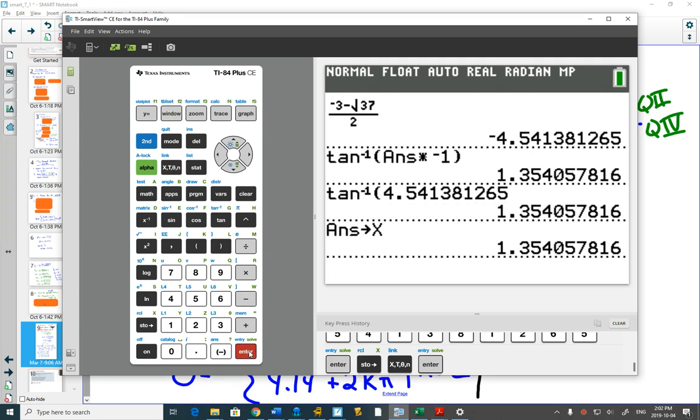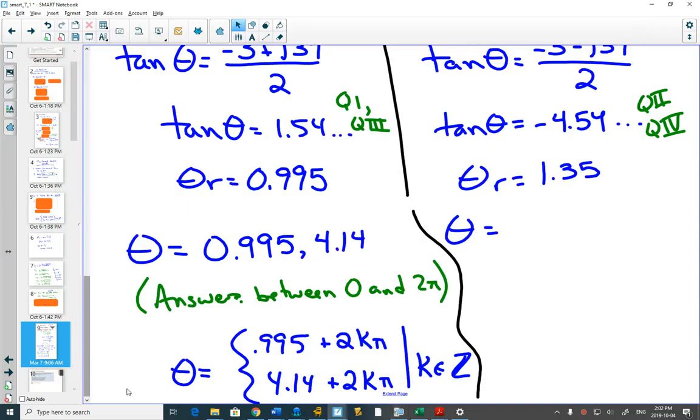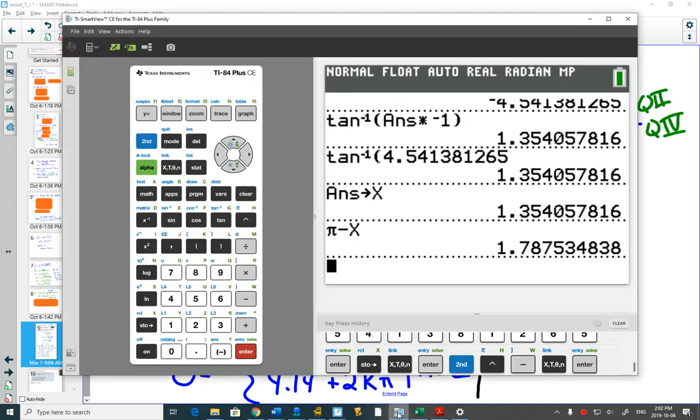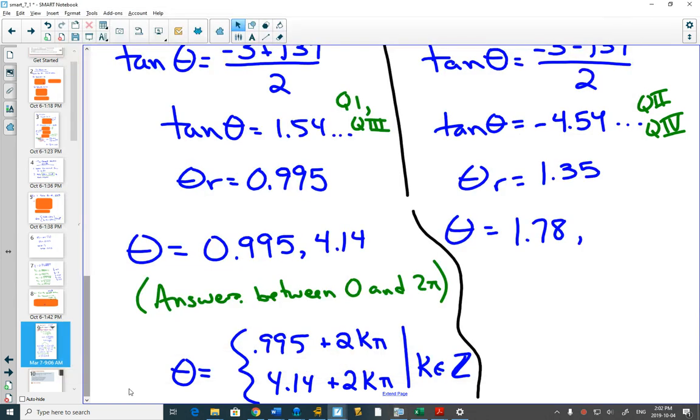Why is that helpful? Well, if I want to find my actual angle in quadrant 2, I have to do pi minus my reference angle, but now it's stored as X. I can just go pi minus X, push enter, and I get my first answer, 1.78. And in quadrant 4, I can go 2 pi minus my reference angle, and since it's stored as X still, I can just go 2 pi minus X, 4.93.